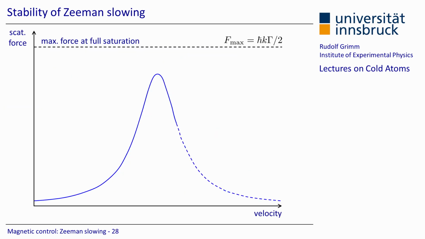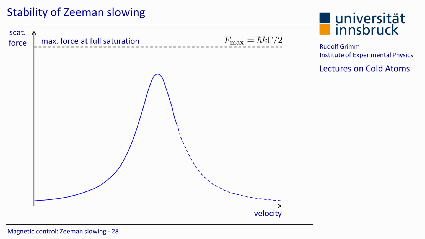Now something very important. Zeeman slowing is not only about the force you need for this. Of course, you have to provide a force which is large enough. There's also the very important question of stability. Let me explain it here. Here you see the typical Lorentzian force profile for the case of moderate saturation. Here the maximum force at the top of the Lorentzian curve is clearly below the maximum force at full saturation.